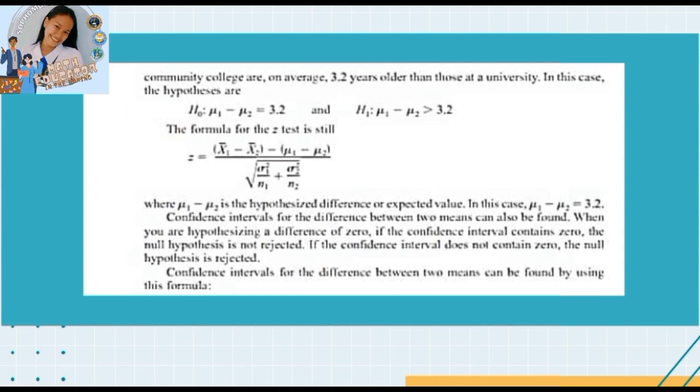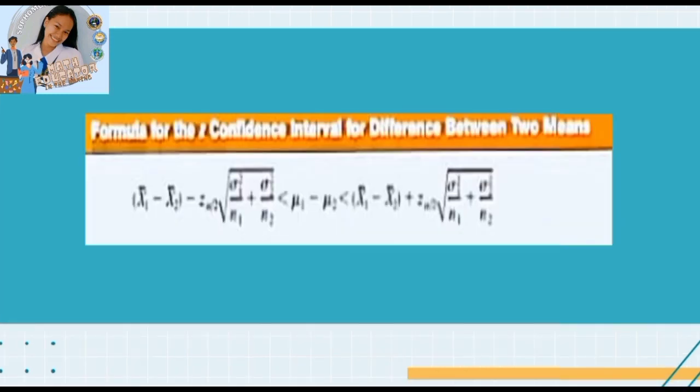Confidence intervals for the difference between two means can be found by using this formula. Mu sub 1 minus mu sub 2 is greater than (x sub 1 minus x sub 2) minus the critical value multiplied by the square root of sigma squared sub 1 over n sub 1 plus sigma squared sub 2 over n sub 2, but less than (x sub 1 minus x sub 2) plus the critical value multiplied by the square root of sigma squared sub 1 divided by n sub 1 plus sigma squared sub 2 divided by n sub 2.